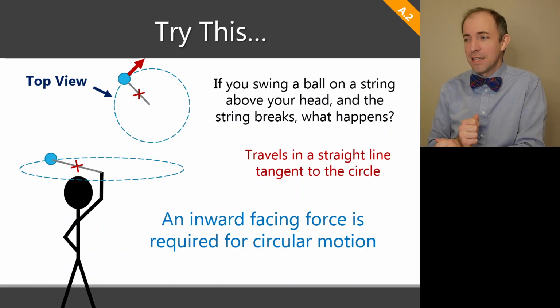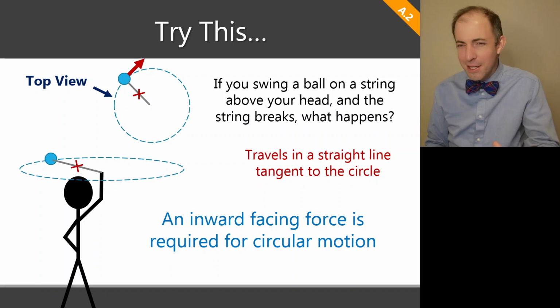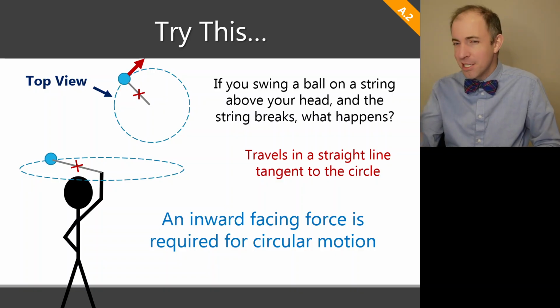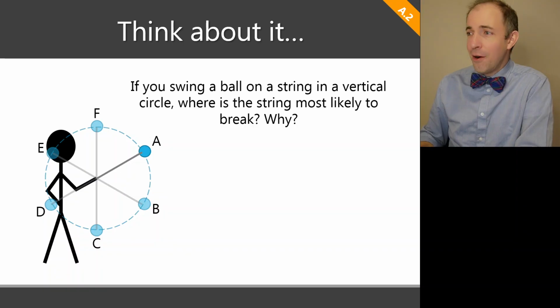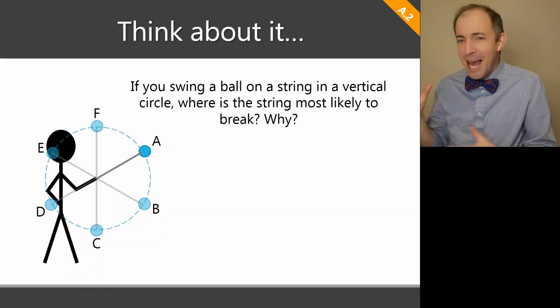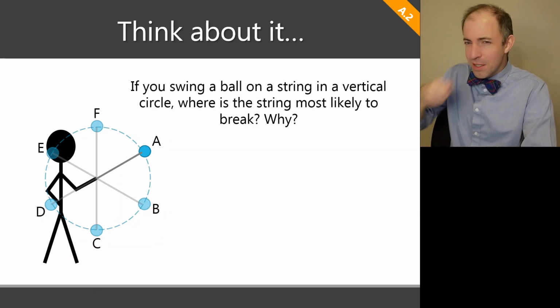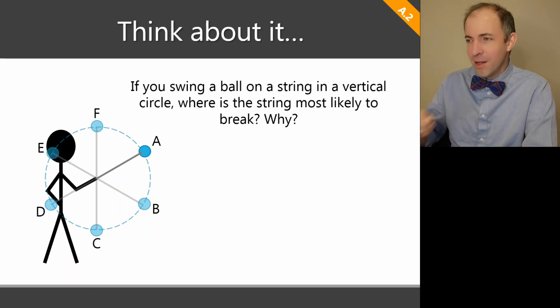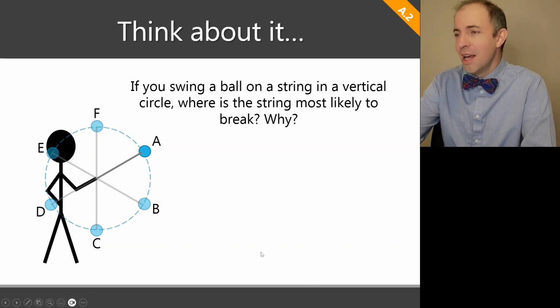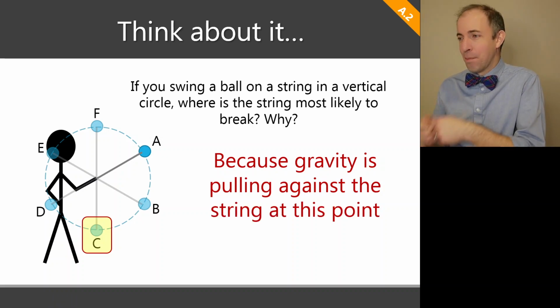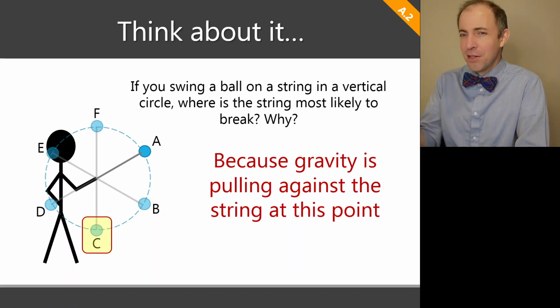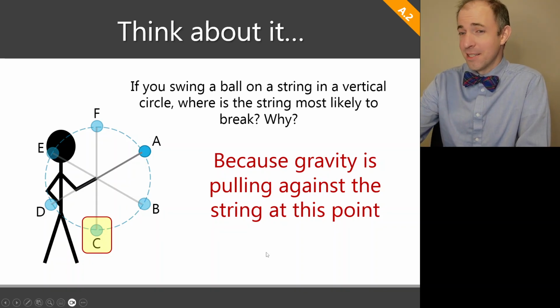Which means an inward facing force is required for circular motion. We talked about that before: if there is an acceleration, there must be a force. That force is always pointing towards the center. So now, if you were to swing a ball on a vertical circle, where is that string most likely to break? Well, you may have some intuition about this. If you were to swing it, you will actually feel a pull that's a little bit different in different parts of the circle. Turns out that the tension required is the highest at position C. And the biggest reason is because gravity is pulling against the string at this point, but there still needs to be an overall net force towards the center to cause that circle to happen.